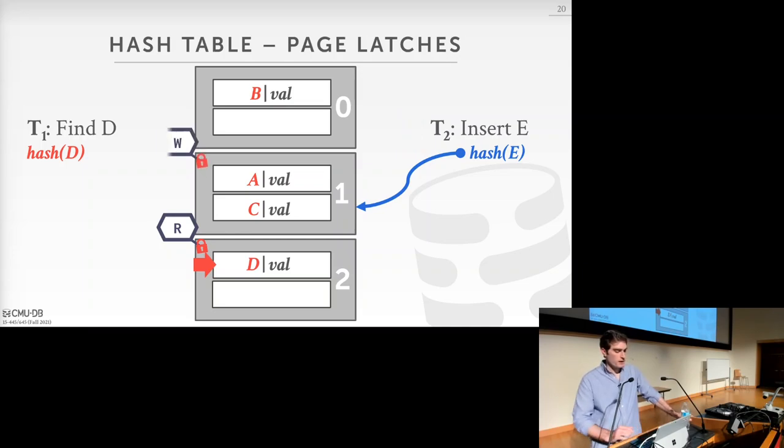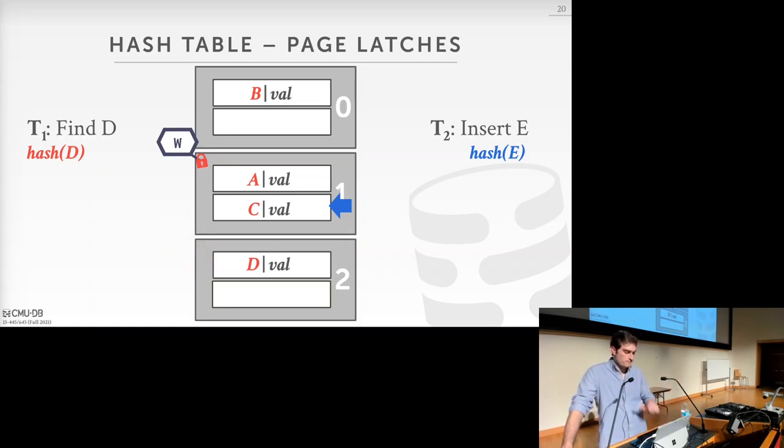T1 finds what it was looking for, so we're done there. Now, since the latch on the previous page one is released, T2 can acquire the write latch, and then it can start doing its insert operation. It tries to insert at C. We see that there's no room for me to insert there, so we have to scan forward, and we come down here. Since T1 is finished, we're not blocked. T2 can acquire the write latch on page two, and now do what it needs to do to insert E.